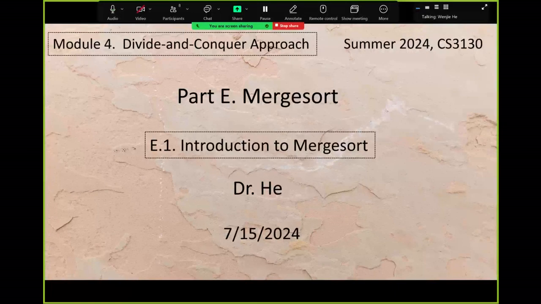E.1, introduction to merge sort. First, let me talk about why we need to learn another. So far at this point we have learned several: selection sort, bubble sort, insertion sort. Then merge sort, quick sort, and next week 2 more sorts, heap sort and counting sort. So total 7 sorts. This one is number 4.